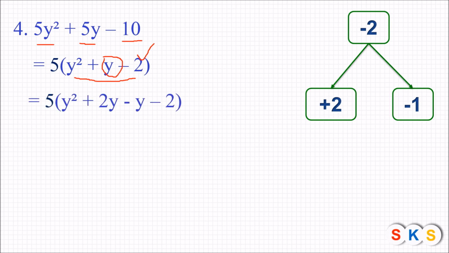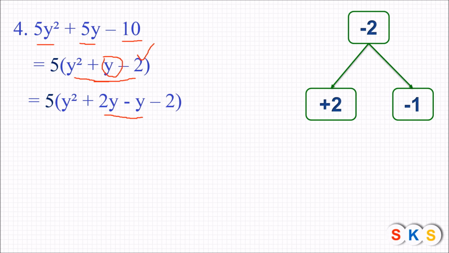Okay, so we are going to split the middle term. You can see that here I have split the middle term. What was the middle term over here? Plus y, which I can write as 2y minus y.